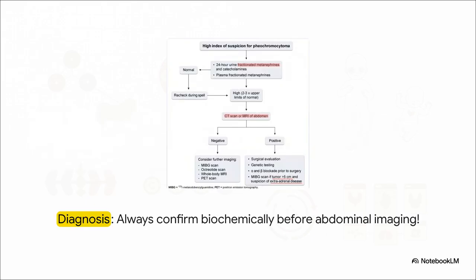For the diagnostic pathway, you have to follow a strict next best step sequence. Always check biochemical markers first. That means 24-hour urine fractionated metanephrines and catecholamines, or plasma fractionated metanephrines. Do not jump straight to imaging. You only order that confirmatory abdominal CT or MRI after the labs come back elevated, usually 2 to 3 times the upper limit of normal.